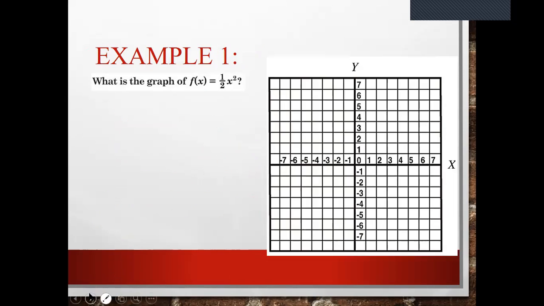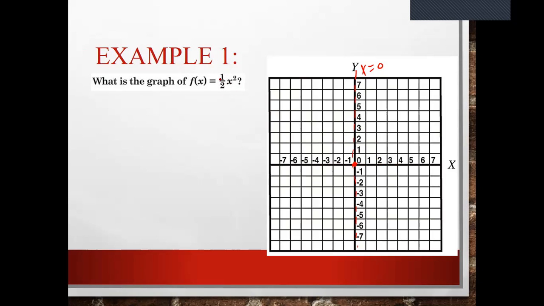Okay, so to begin, we have f of x equals 1/2 x squared. The first step says to plot our vertex. So there's our vertex at 0, 0, and our axis of symmetry at x equals 0. Second step says that we're going to choose 2 points, either to the left or to the right. I'll go to the right, because they're positive.